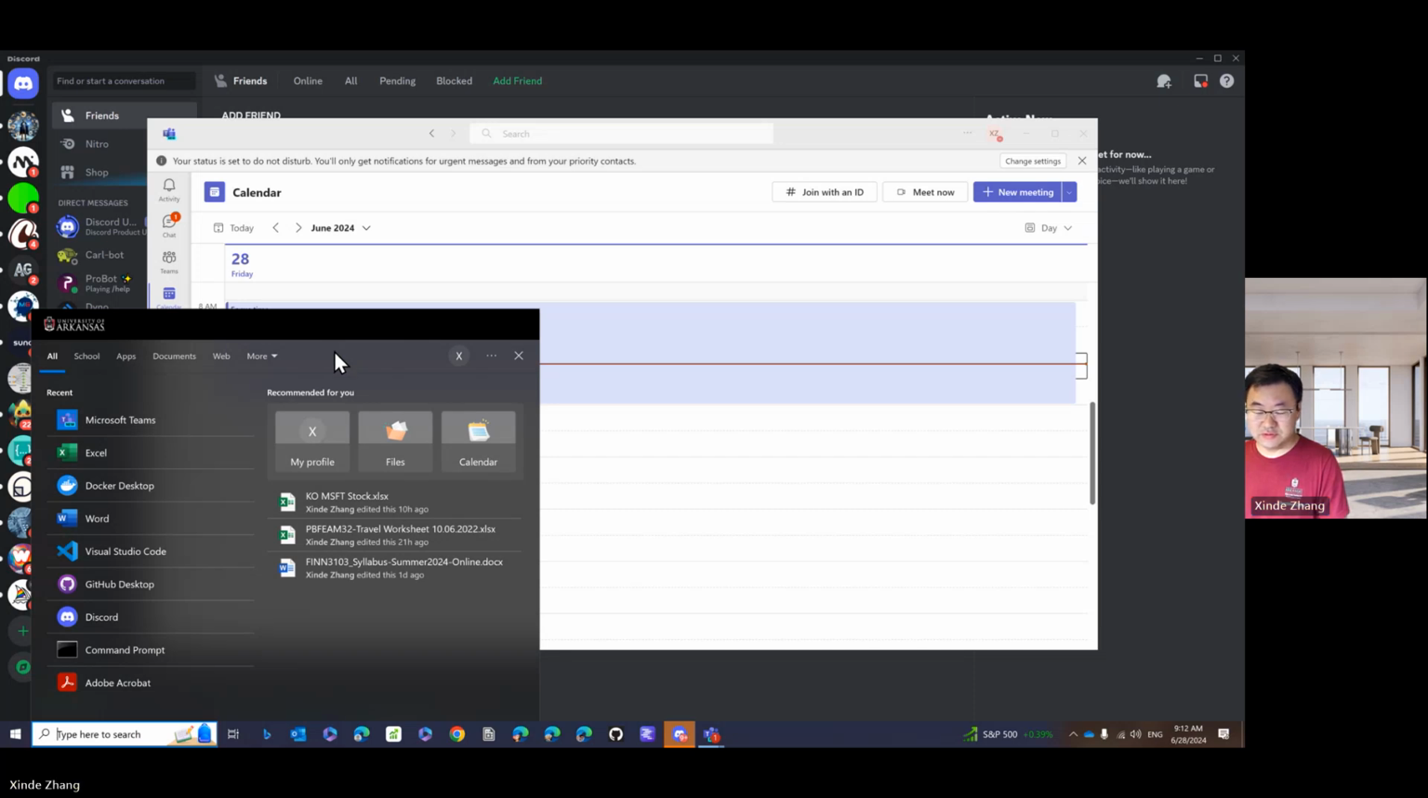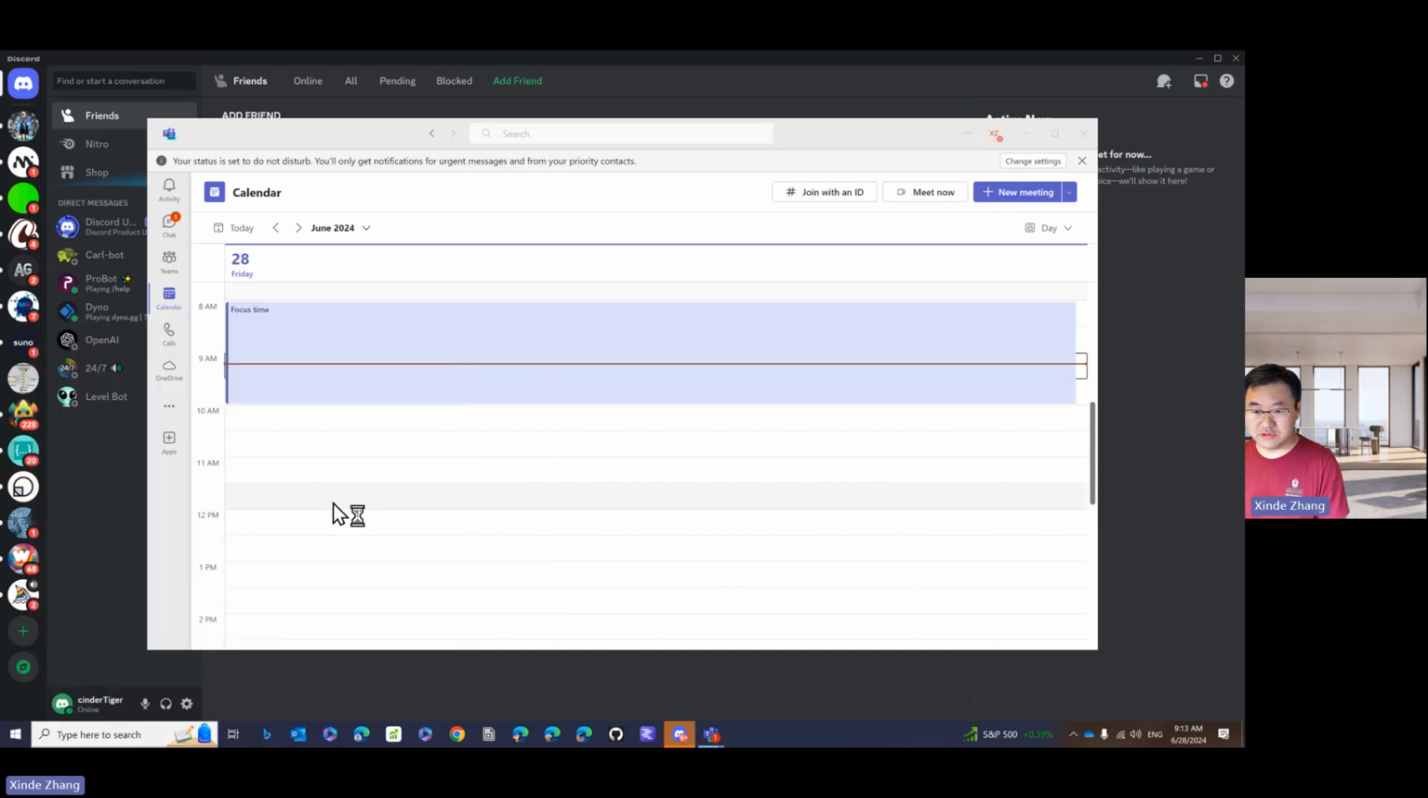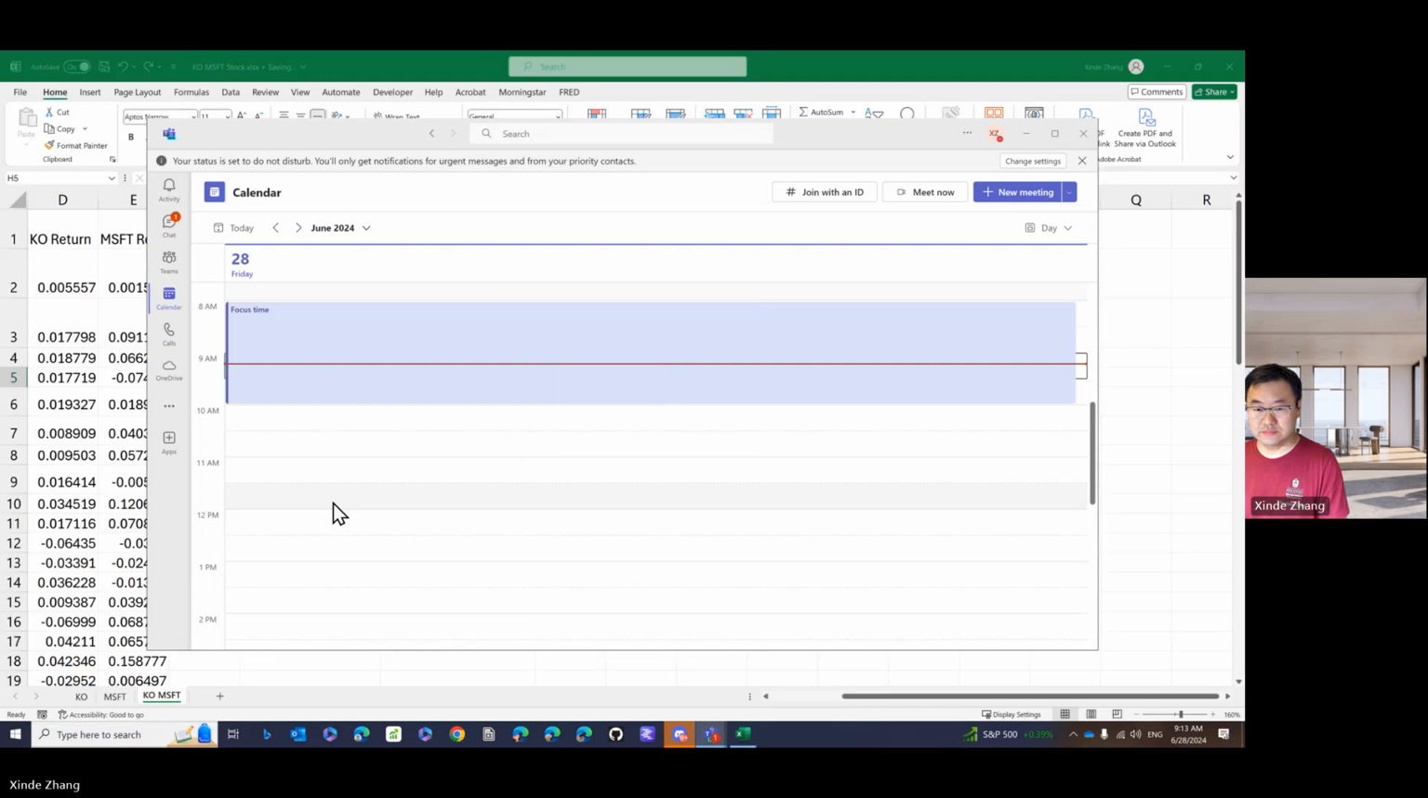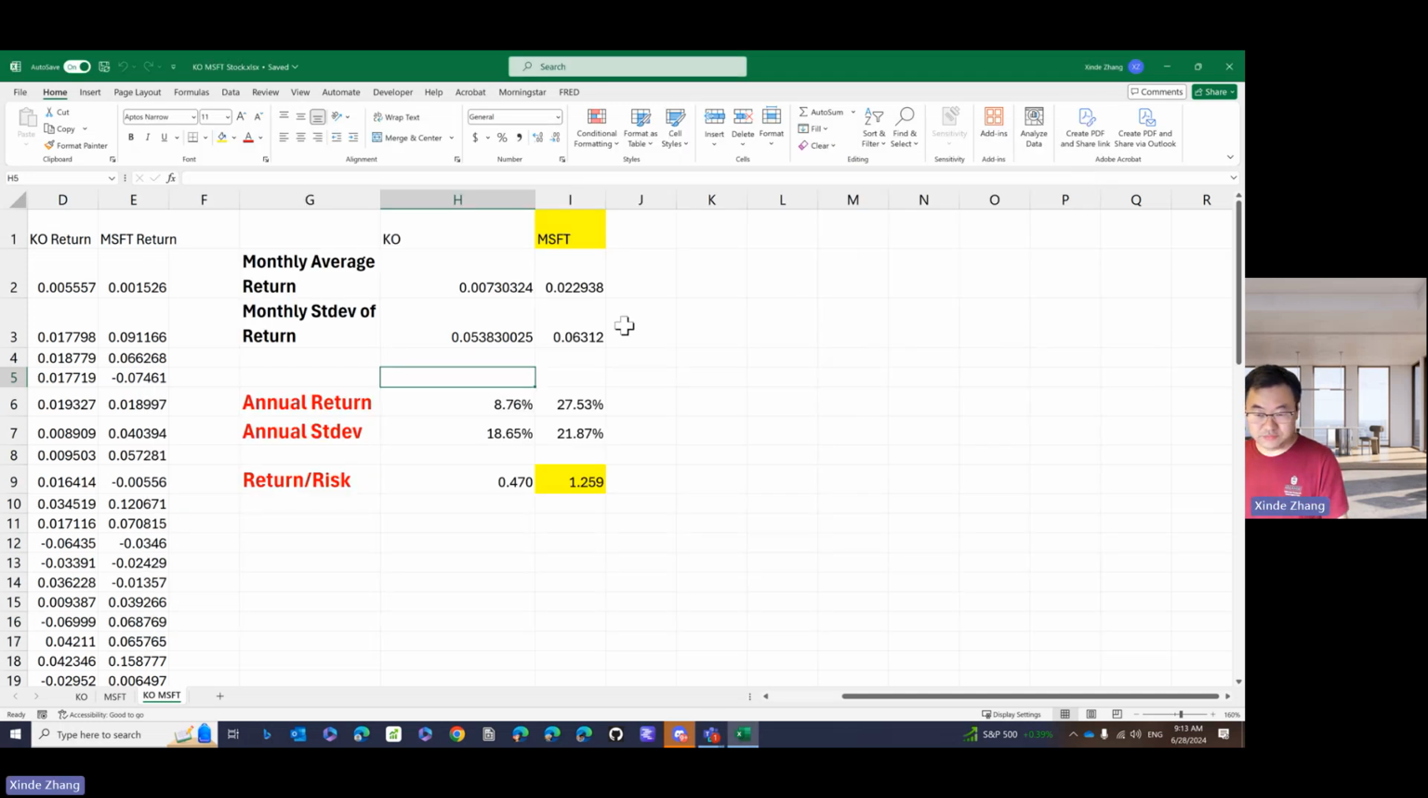Okay, so I'm going to open up the worksheet again. This time I'm going to open it up directly. I already have the Coca-Cola and Microsoft stock file here. I'm going to open it up. Now I have Microsoft and Coca-Cola opened up.